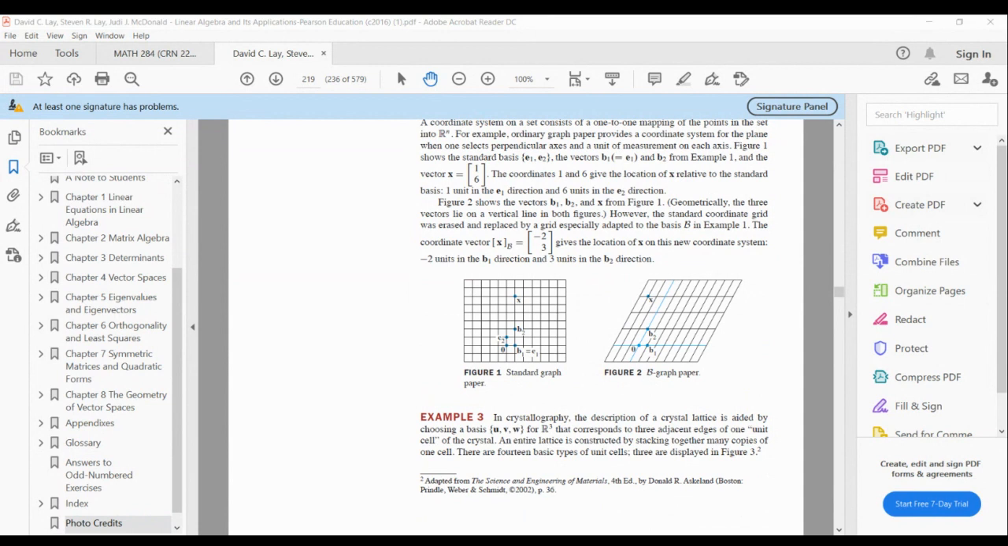But see here in the little picture, they have your standard graph paper, and then here's your graph paper that would correspond in Figure 2 to the vectors b1 and b2. That's from the previous example, the first one we did.